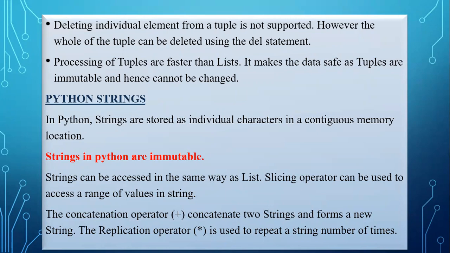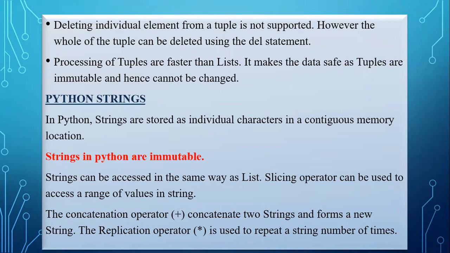Or else, if every time during the operation or while using the application the value has to be modified, which type do we have to use? List type only we have to use there. Clear? So this is list, tuple, and another sequence type we mainly use is string.